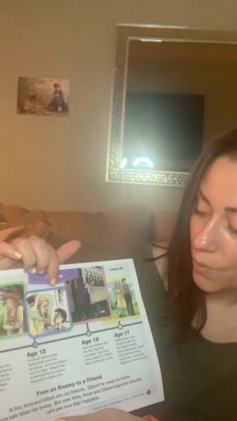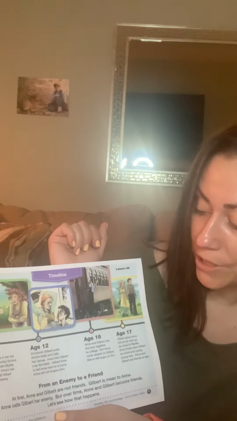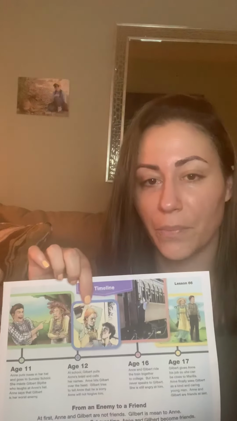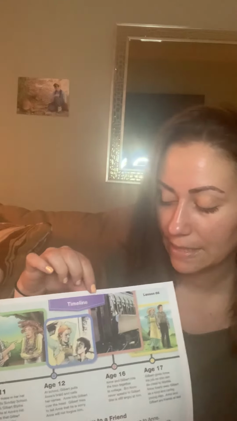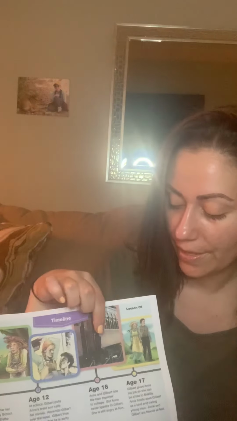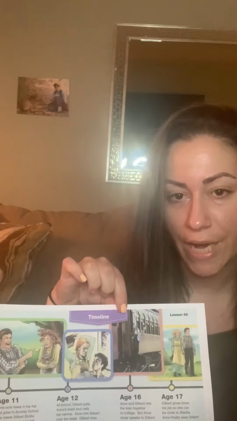Then at age 12, at school, Gilbert pulls Anne's braid and calls her names. Anne hits Gilbert over the head. Gilbert tries to tell Anne that he is sorry. Anne will not forgive him. I'm sure everyone remembers that part of the story too, when she hit him over the head with her slate. That's age 12. Now we skip to age 16 on the train going to college.